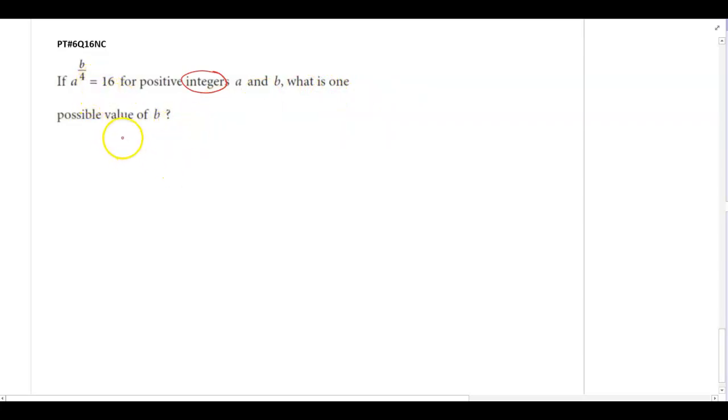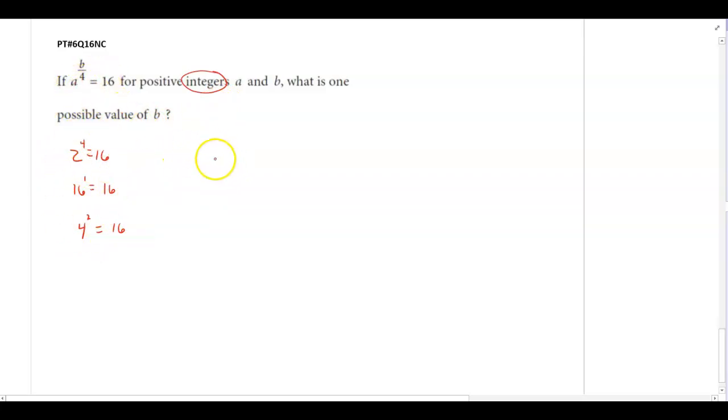Well, when I look at this, if a is a positive number, the one thing they want you to see here is what numbers can be raised to some exponent to give you 16. Well, I know 2 to the 4th power is 16. I know 16 to the 1st power is 16. And I know 4 to the 2nd power is 16. Now, I could use all of these in this problem.